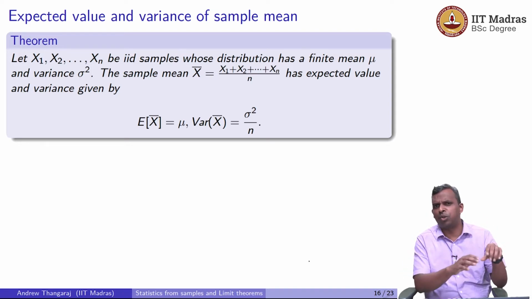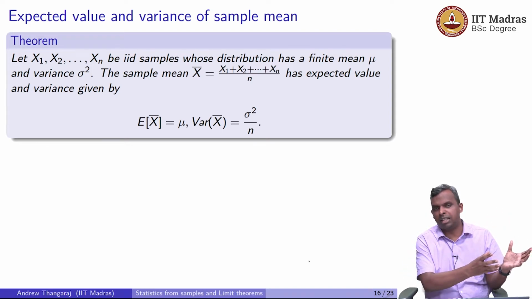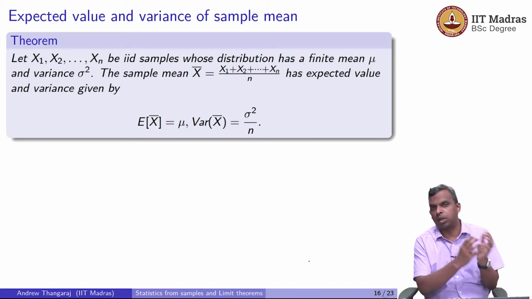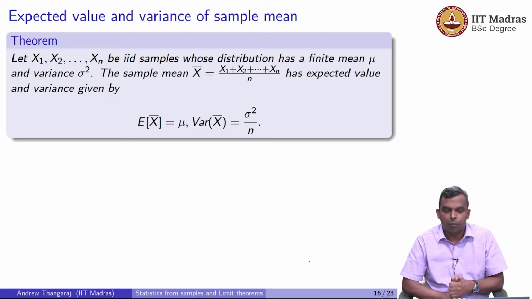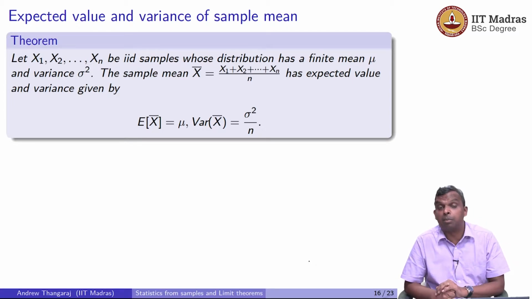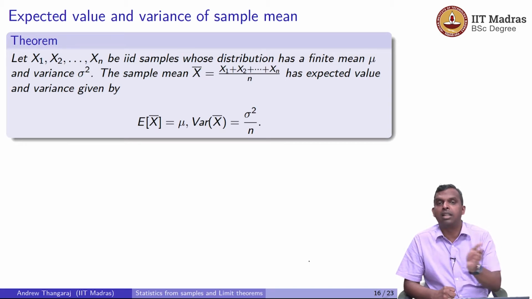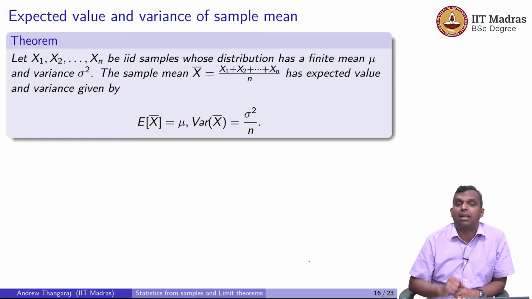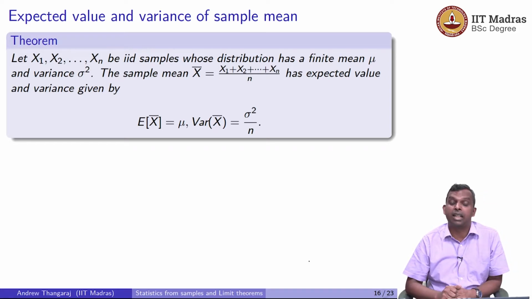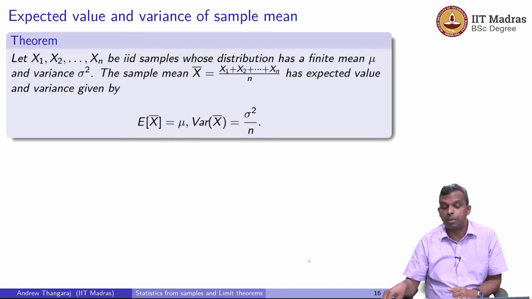If it is a PMF, you know how to calculate the mean and the variance. If it's a PDF, you know how to calculate the mean and the variance. It's just expected value of x, expected value of x squared. Mean and variance are calculated from that. Okay. Now the sample mean x bar is a function of all these samples, x1, x2 to xn. So x bar also you can calculate the expected value and the variance. The expected value ends up being mu, and the variance ends up being sigma squared by n.